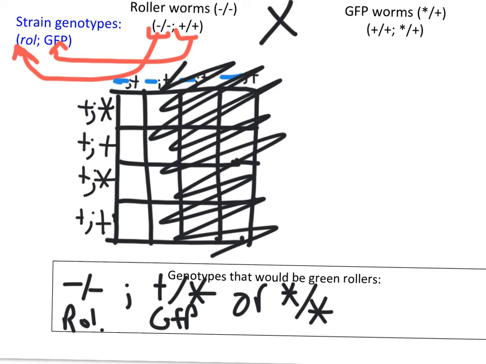Are there any? No. So is this a good cross to make green fluorescent roller worms? No, you need a heterozygous GFP one. You're going to need a worm that has at least one minus, right? If you're diploid, both of your parents have to give you an allele that you're looking for. If you have to be an F1, an offspring that's minus over minus, you better be sure that each of your parents have at least one minus to contribute.